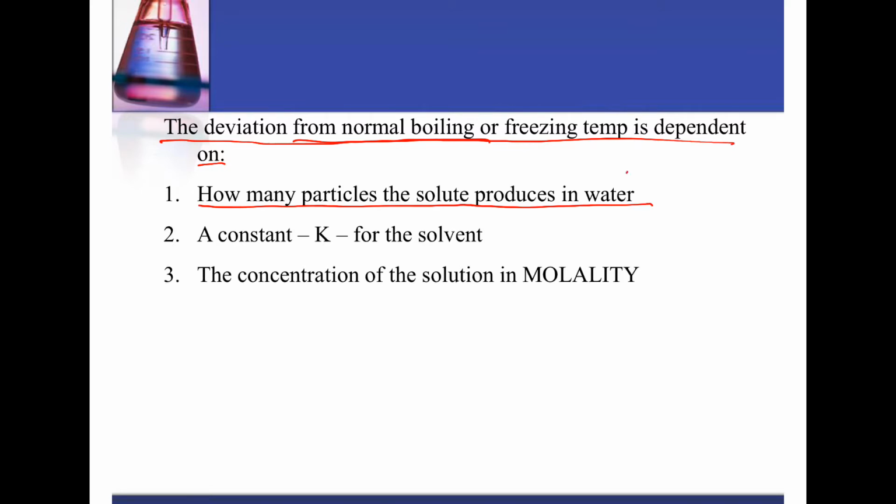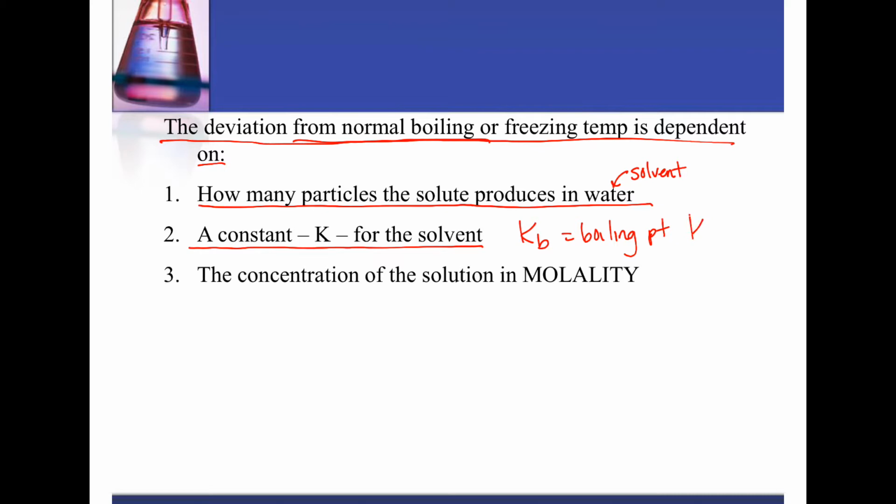And I'm using water as the solvent here, but water doesn't have to be the solvent. We can use other solvents too. It's just the most common solvent. Other things that matter are a constant for the solvent. So that's a constant that we would look up. There are Kb constants. Those are boiling point constants.